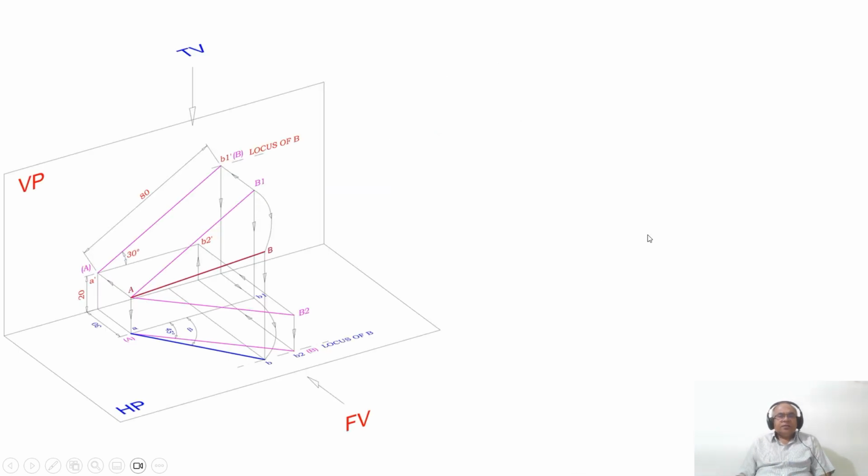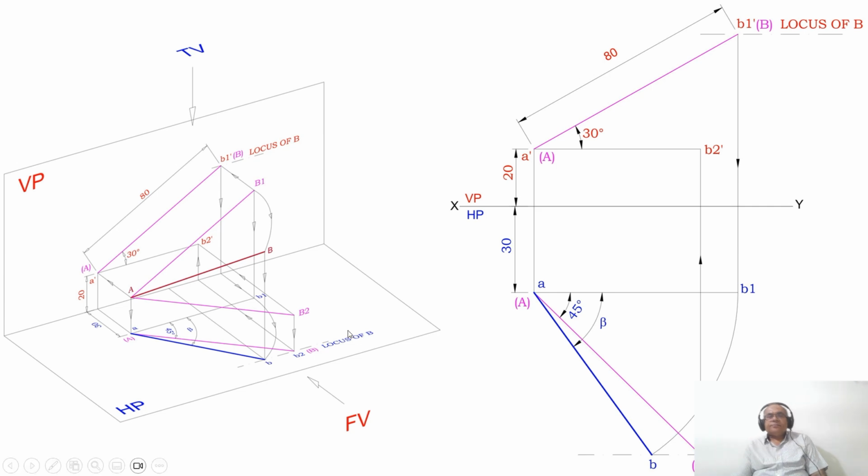Now we are going to see the same thing I have explained. With A as center, taking the radius of AB1 using the compass, I am rotating till it comes to the locus of B in the top view. Once it cuts the locus of B in the top view, you mark this point as small b, then join A to B with a dark line. This is going to be the apparent inclination in the top view.